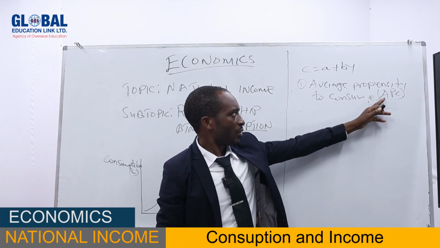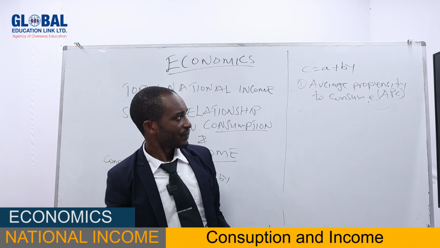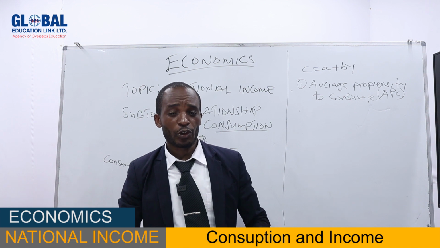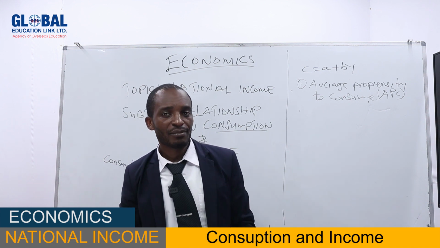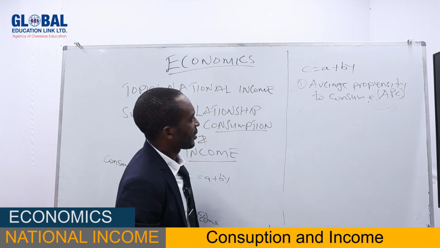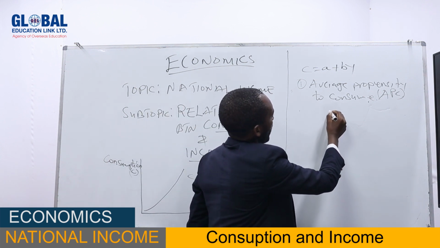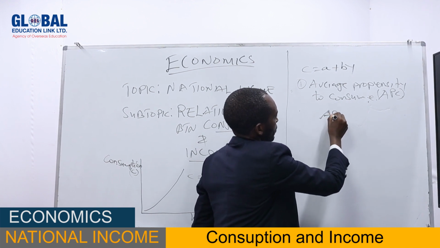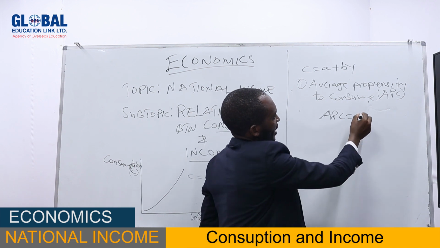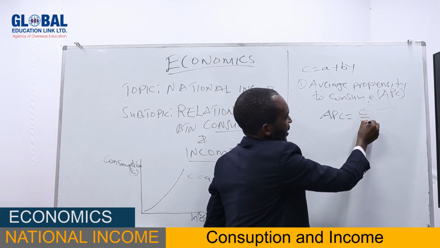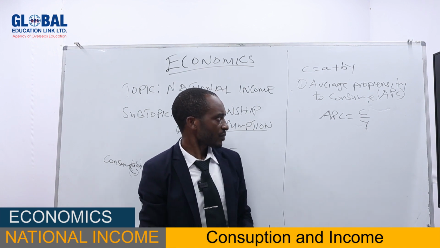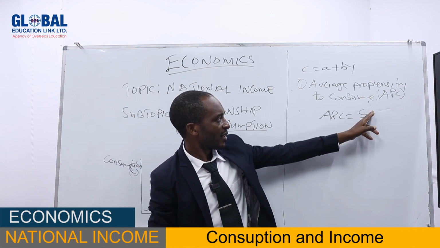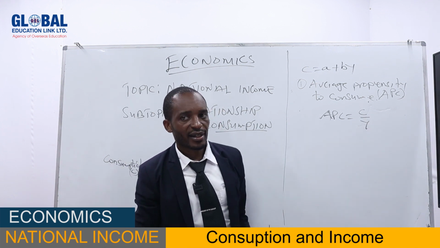Now, what is average propensity to consume? This is the percentage of income used for consumption. So we can say the APC is equal to the ratio between C and Y. The average propensity to consume is the ratio between consumption and income.